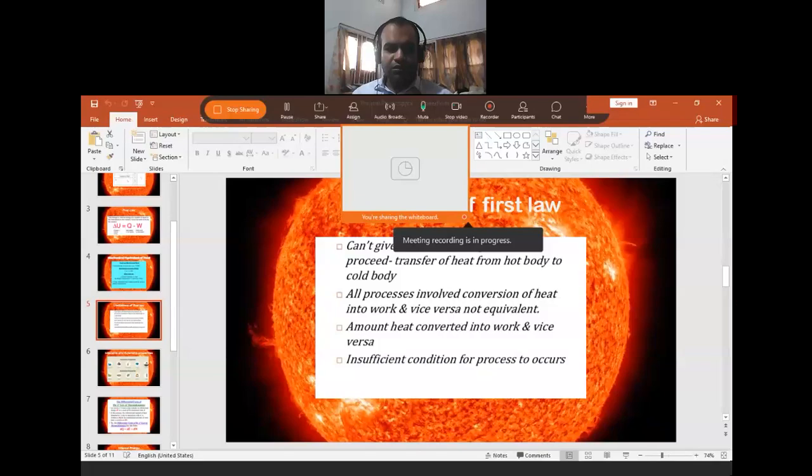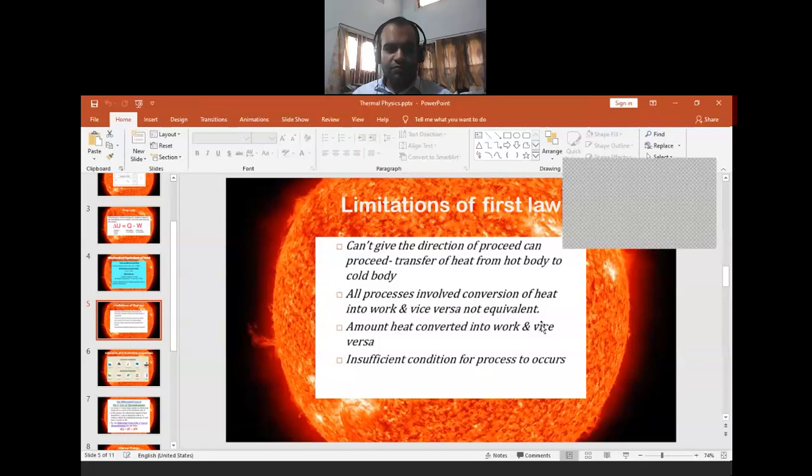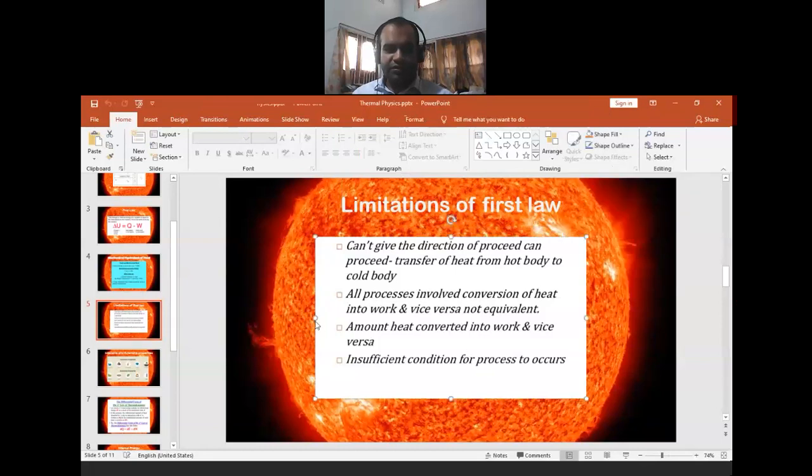One of the limitations of the first law of thermodynamics is that it does not tell us about the direction of flow of heat. Like, will heat flow from high temperature to low temperature, or from low temperature to high temperature? I can share the PowerPoint with you. Yeah, here you can see.